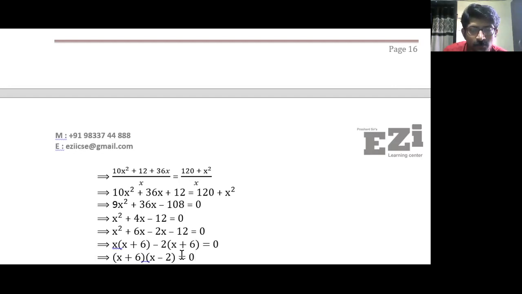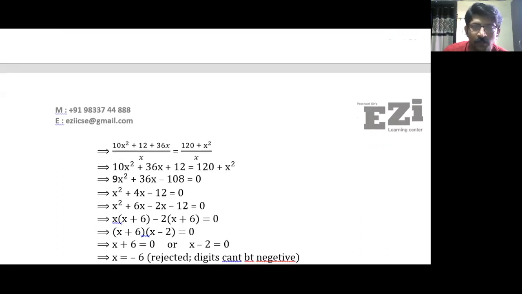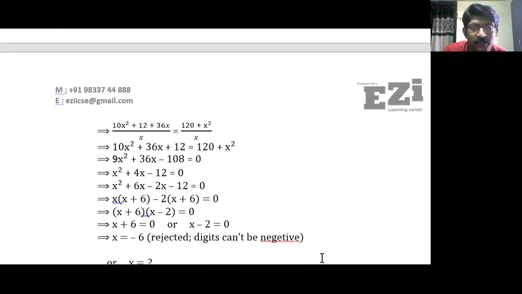So using the zero product rule, what will happen? x plus 6 would be 0 or x minus 2 would be 0. So x is equal to negative 6, which can be rejected because digits are never negative. Digits can't be negative, isn't it? Next. Therefore, x is equal to 2.